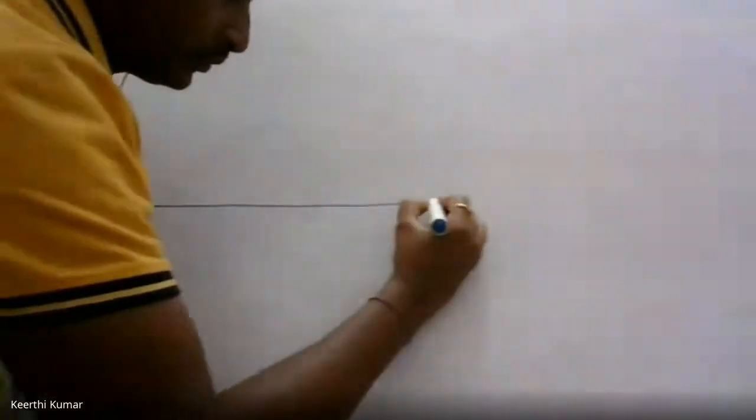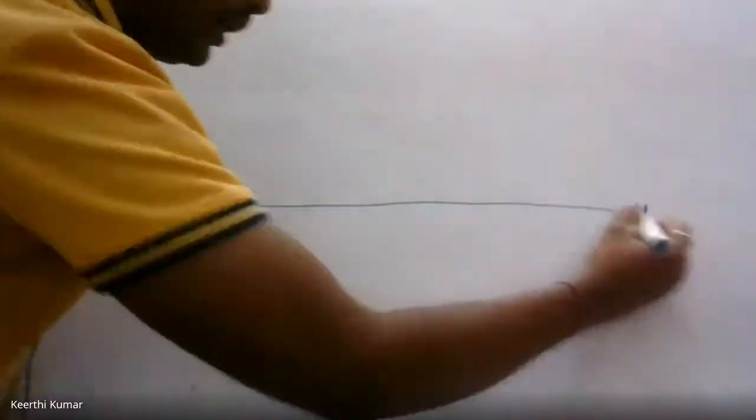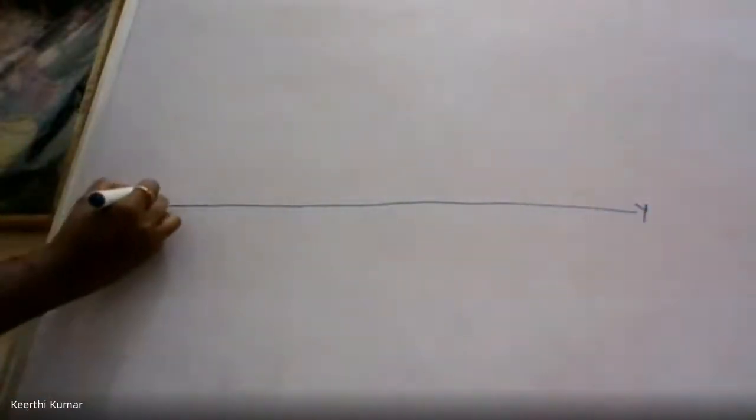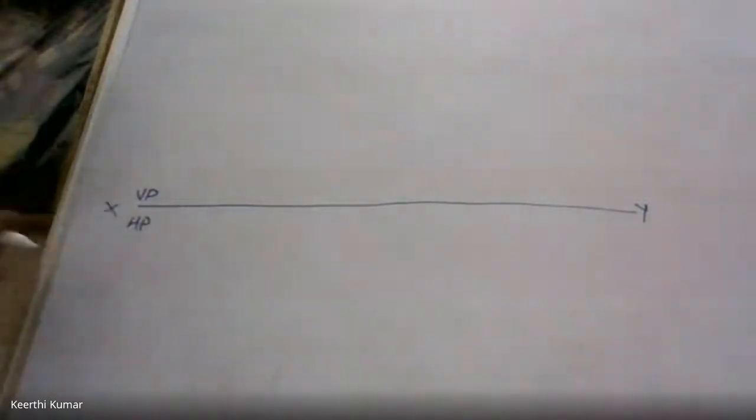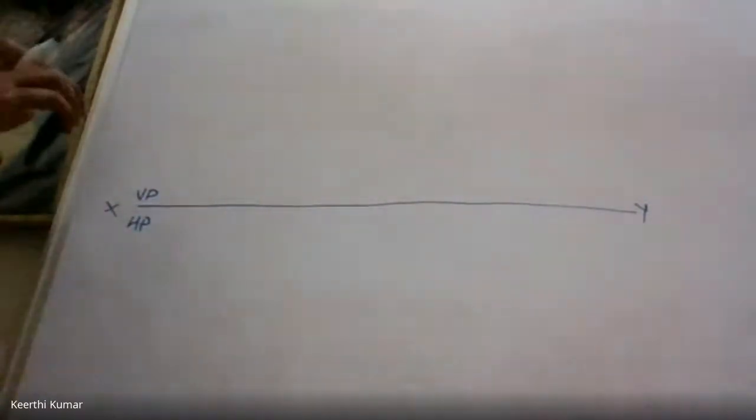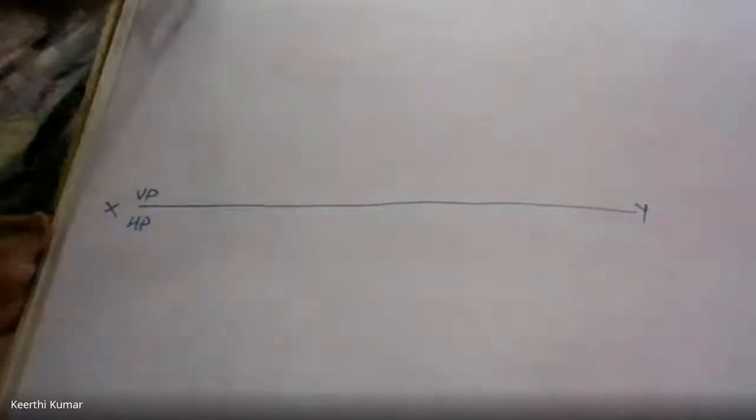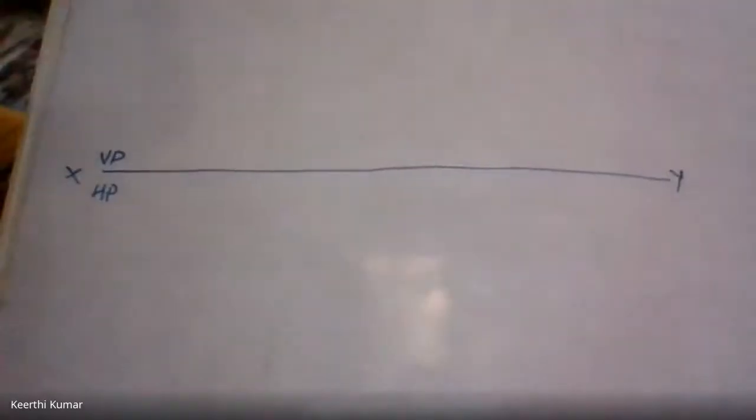So here also, as usual, first I draw the XY line. This is VP and this is HP. Can all of you see this? Can all of you see the board? Yes, sir. Okay.